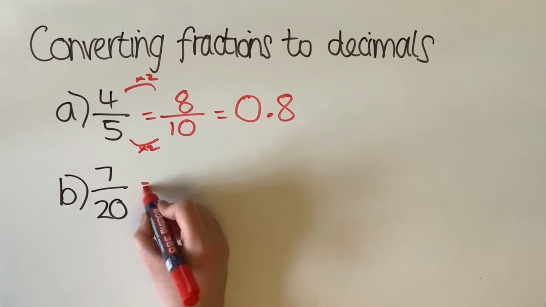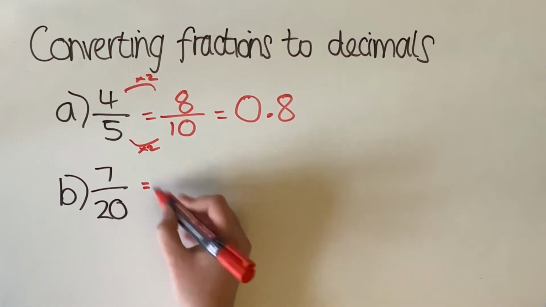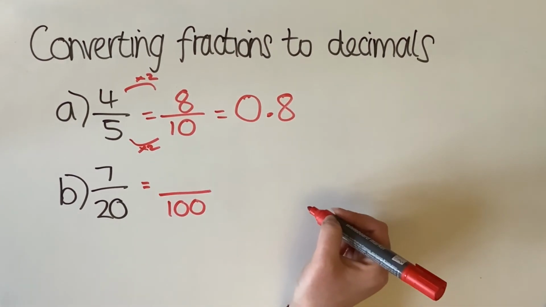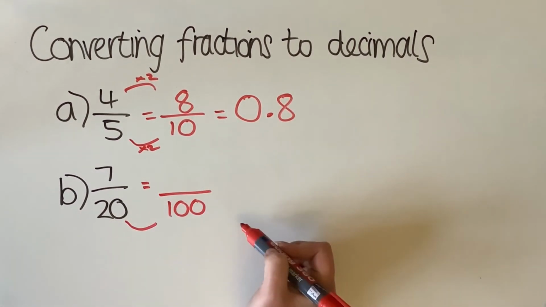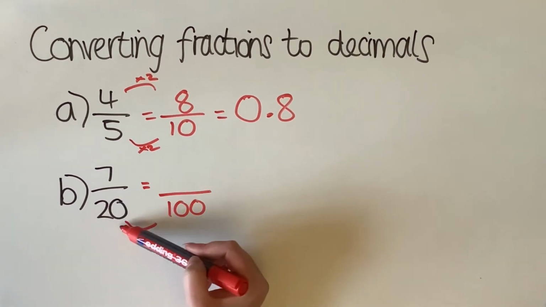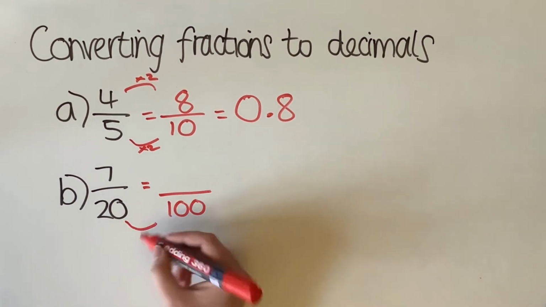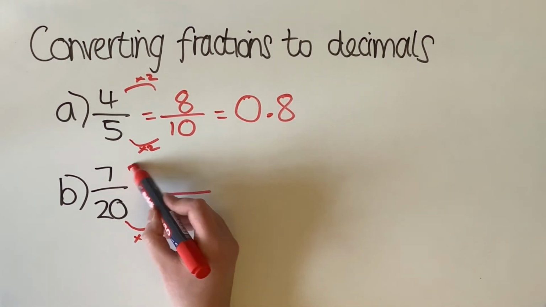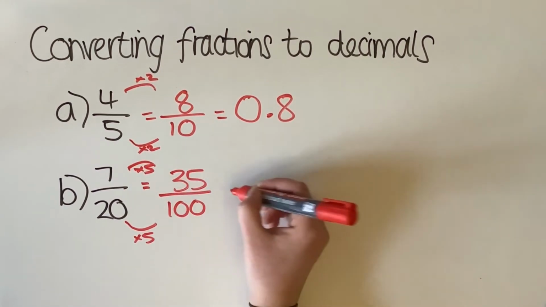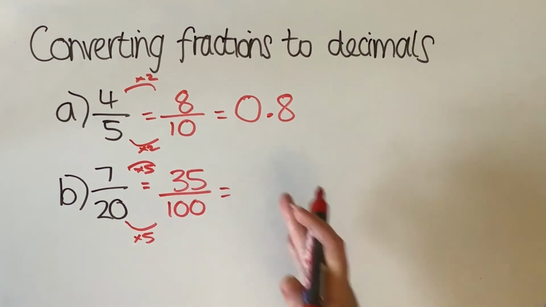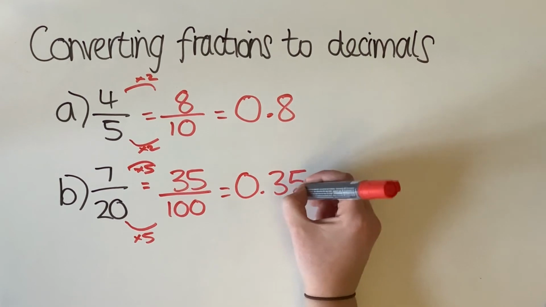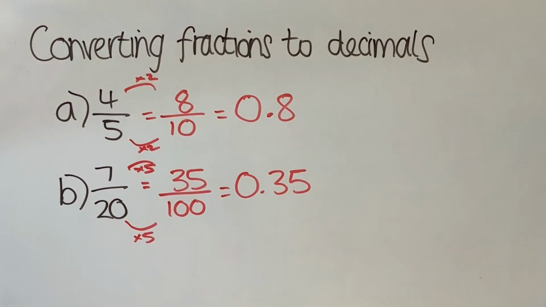If we look at 7/20, I know that the 20 I can convert into hundredths, because what do I times 20 by to get 100? I times it by 5. So once again, I do the same to the top: 7 times 5 is 35. Now 35 hundredths, think about our place value. Where does that go? It would be 0.35. So that is the first way.